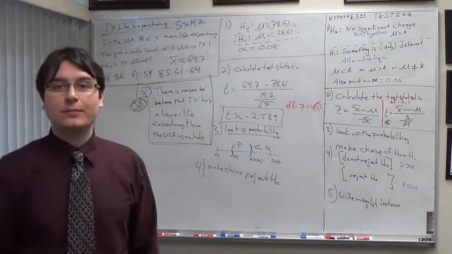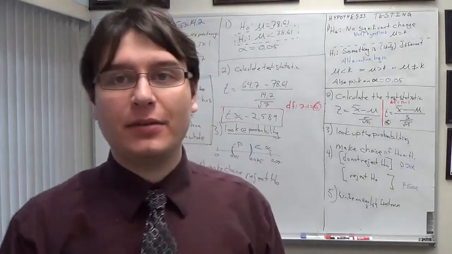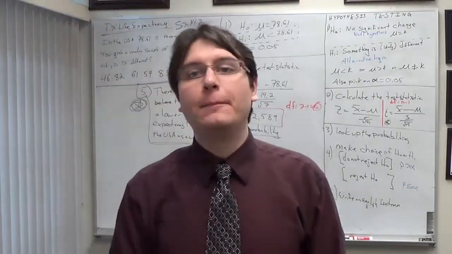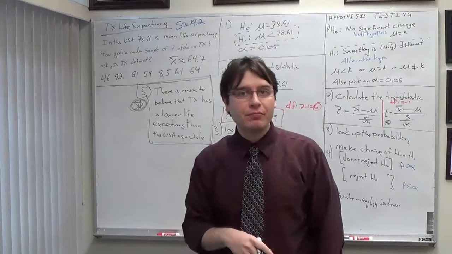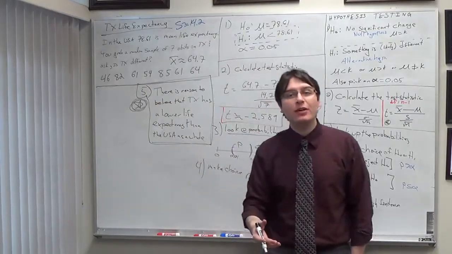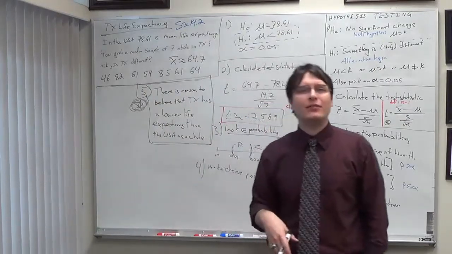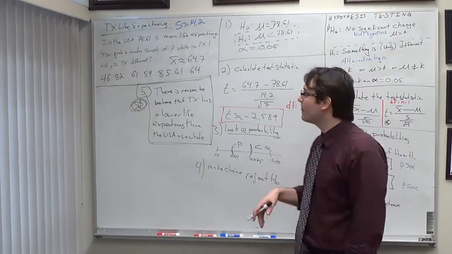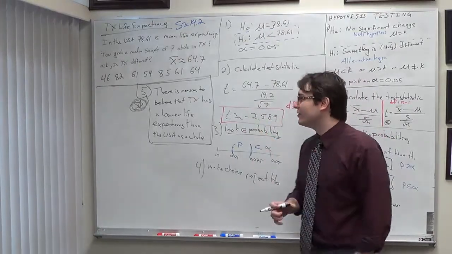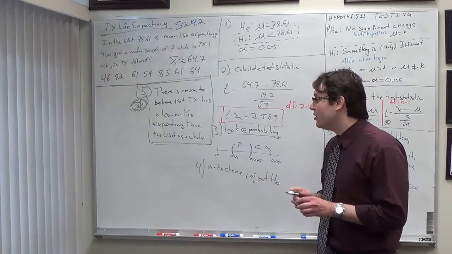That's my sentence. That's a good sentence to make. It's not a very dangerous sentence. I haven't overcommitted myself. I also haven't undercommitted myself. I'm not saying, well, there's nothing to say. There is reason to believe that Texas has a lower life expectancy than the USA as a whole.